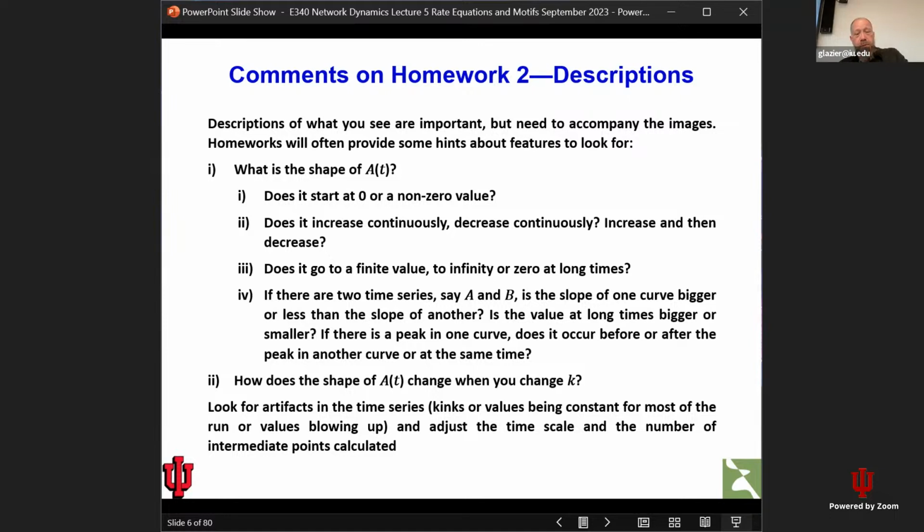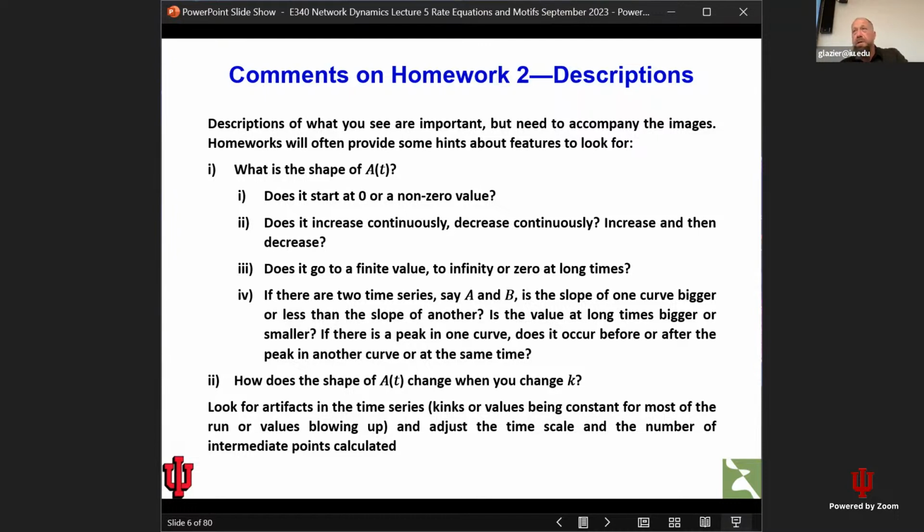And one of the things that I hope we'll do in this class is begin to develop intuition about what kinds of things are interesting to ask about these kinds of systems. But I did in homework 2 try to give you some guidance when I said, if you're looking at a time series, what are some of the questions you could ask about it? Well, does it start at a value of 0? You don't have any of the chemical, or some non-zero value. Does it increase all the time? Is it monotonically increasing? Does it decrease monotonically? Does it go up and then down? Those are things that might be significant from a biological perspective.